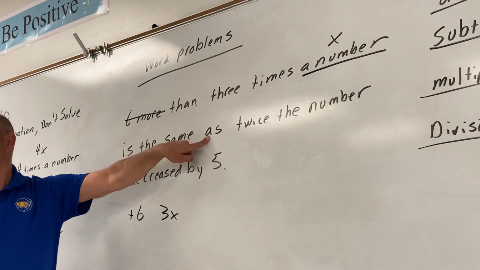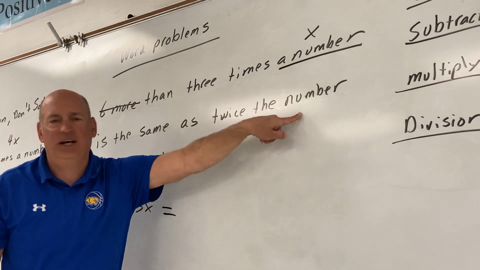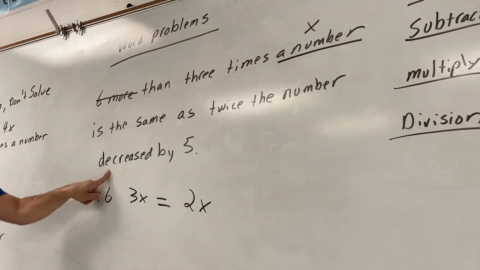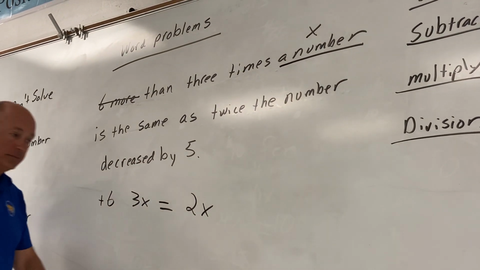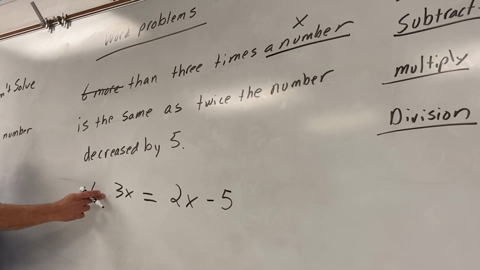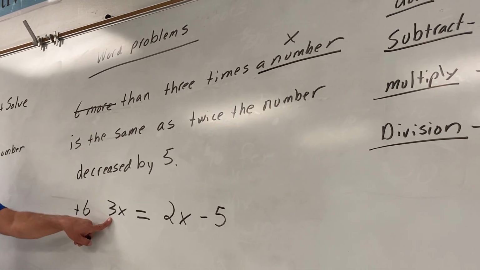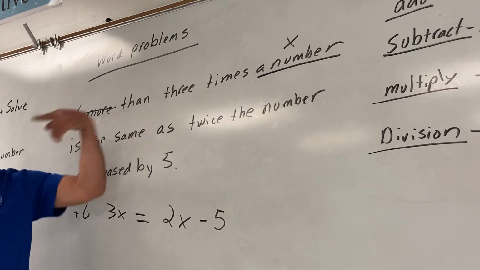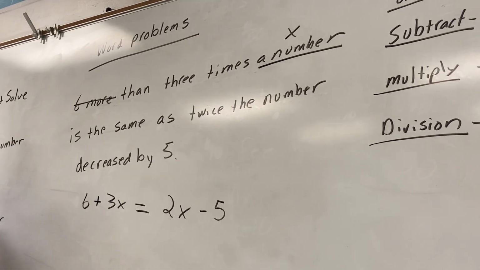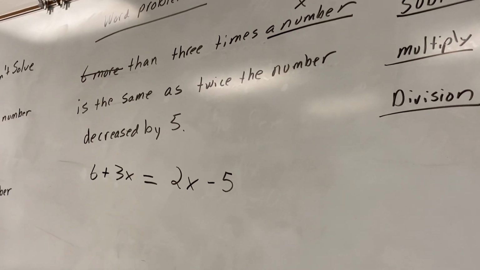Is the same as: equals. Oh, we didn't do equals. I'll do that in a minute. Twice the number: multiply. So 2 times x, 2x, decreased by 5: subtract, minus 5. All right, the only thing we're missing is a sign between these two. Would it be a plus or a minus, Alexis? Did they tell me 3 is negative? If they don't tell me 3 is negative, I cannot put a minus there. I got to put a plus. So we really don't need this one, because isn't the 6 getting added if I don't put the plus in front of it?